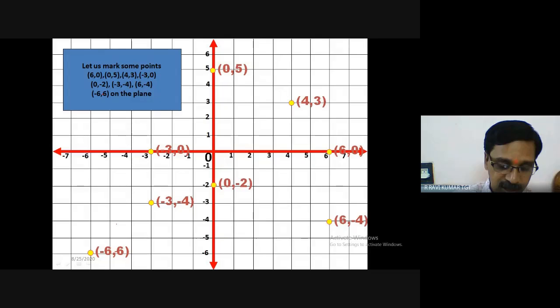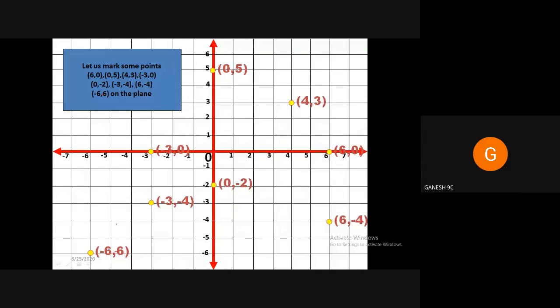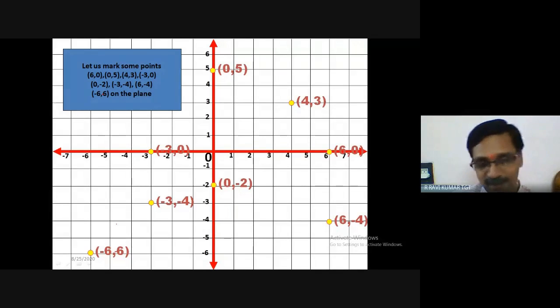Next, where does (-3, 0) lie? (-3, 0). Negative. Who will tell this? Yes. Negative. Ganesh, right answer. It is already there on the axis.